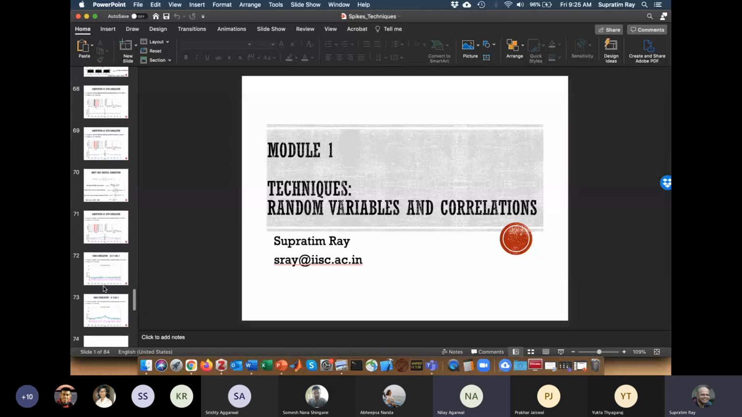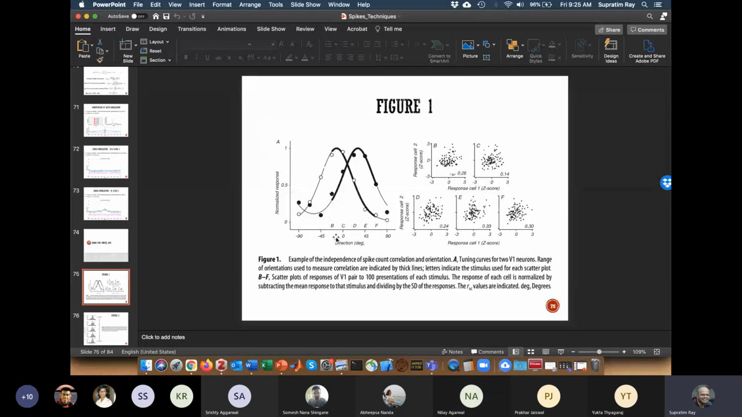Okay, so every neuron has a best orientation, which is the orientation at which the firing rate is maximum. So for neuron 1, the best orientation is minus 22.5. For the second neuron it is 45 degrees. Worst orientations similarly are different. These two terms are defined per neuron.